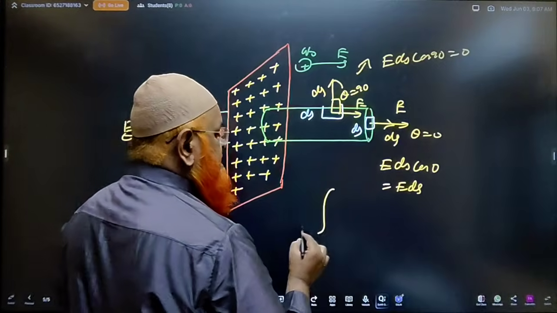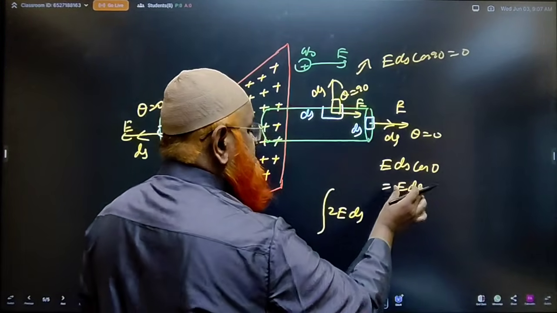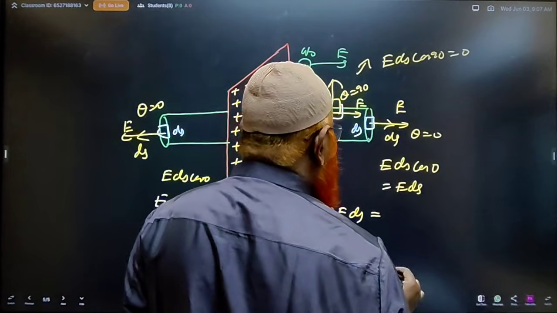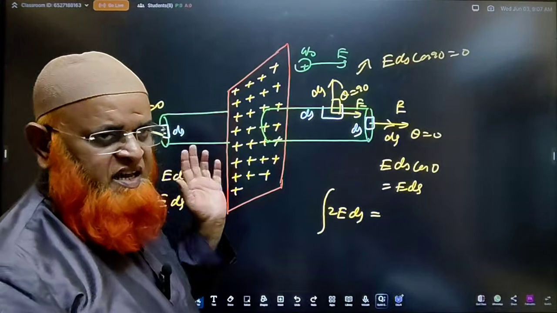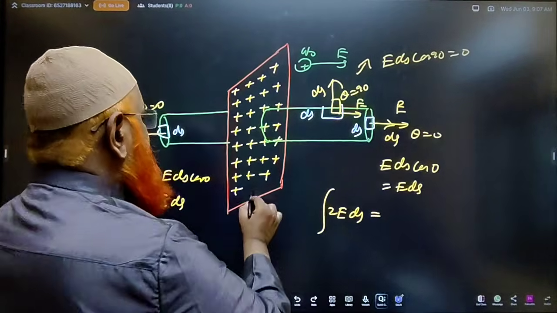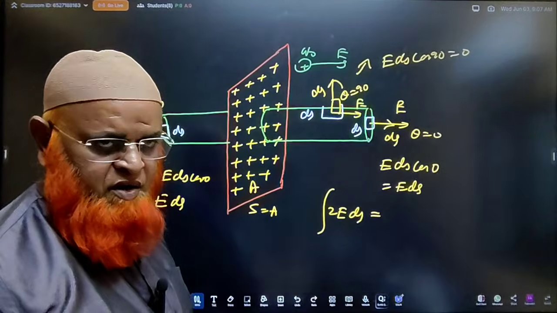So I'll apply here integration of 2E ds, because this is ds, this is also ds, 2E ds, which is nothing but here. So this is the surface area, no? This is the surface area you have to consider here. Surface area, this is going to be the area of the plate A. Our surface area can be taken as S or A, anything you can take here.